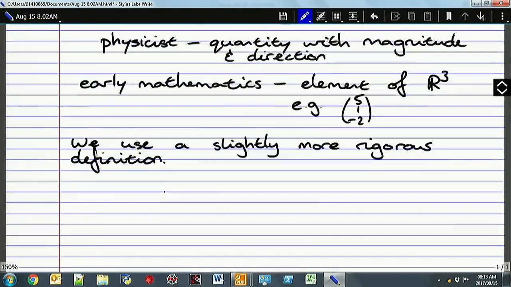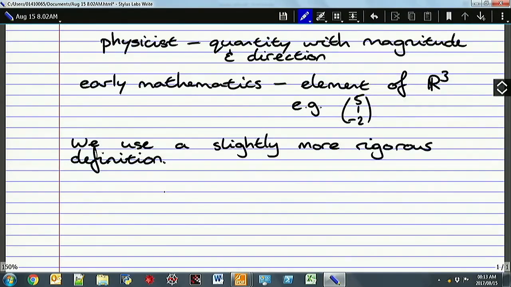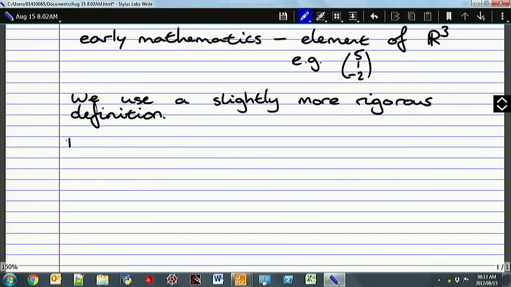Okay, and I'm going to try to do this in a sort of consistent way. When I define things, we're going to write def over here, and then the thing that I'm going to be defining, I'll write in green.